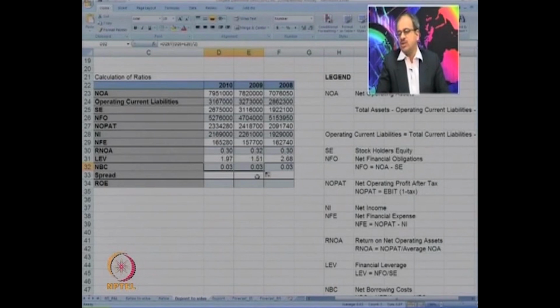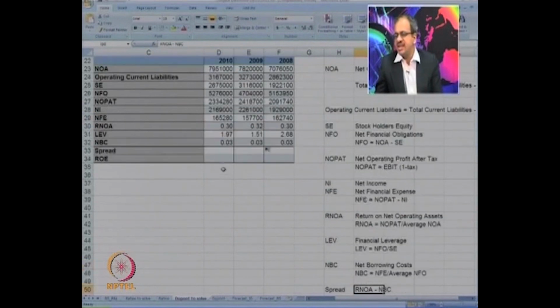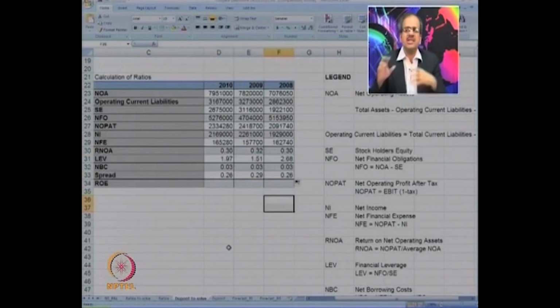Okay. Now let us look at the spread. By spread, we are trying to see how much extra profit the equity holders are getting. So it is RNOA minus NBC, which is now ready with us. You can see that the company has a substantial advantage. Its return is 30%. It has to pay just 3% to the outsiders. So 26% is the spread.